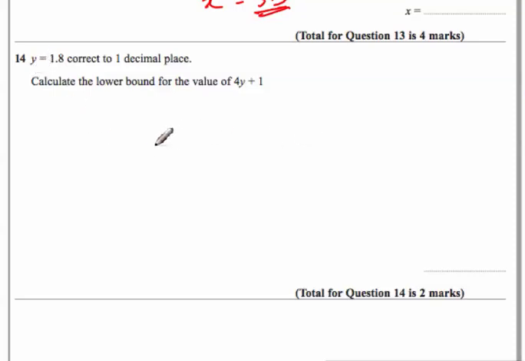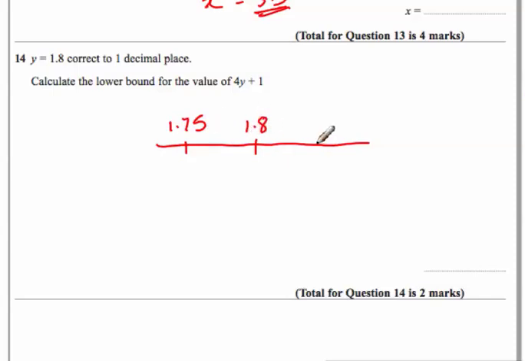Okay, so we do this like this. We put our 1.8 there. And we say, what's the smallest that this could have been before it was rounded to 1.8? Okay, it's correct to 1 decimal place. So that means that we need to go to 2 decimal places. And this is going to be 1.75, isn't it? 1.75. That's the smallest value that will round to 1.8.